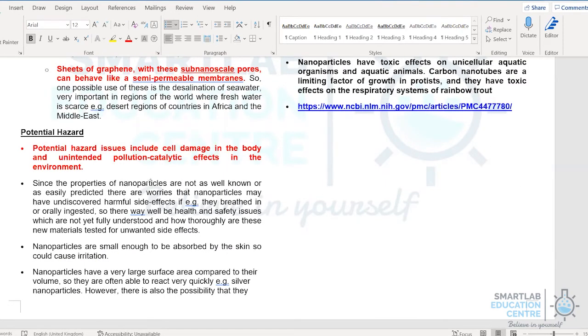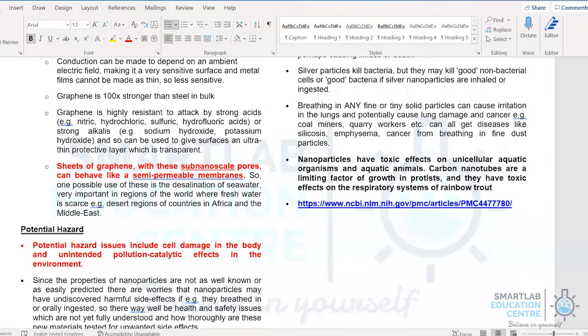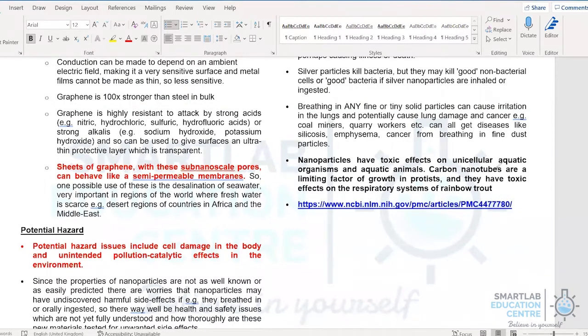Finally, the properties of nanoparticles are not well known, and there are worries that nanoparticles may have undiscovered harmful side effects if, for example, you were to breathe in or orally ingest them. So health and safety issues are yet to be fully known. Aside from that, nanoparticles may have toxic effects on unicellular aquatic organisms and aquatic animals that may have long-term impact on our environment.